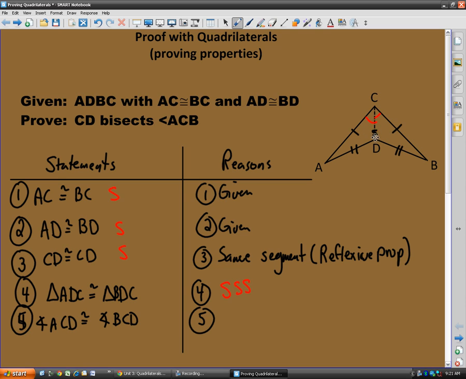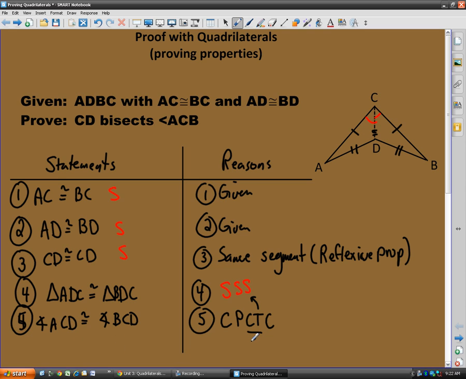Remember, we prove the triangles congruent, then we can say any parts in the triangles are congruent. That's the shortcut of corresponding parts of congruent triangles are congruent. So CPCTC, the congruent triangle part is the key, and the congruent triangle part is us showing side, side, side. So once we show congruent triangles, then we can say any part that's the same in both triangles will be congruent. That's what CPCTC is all about.